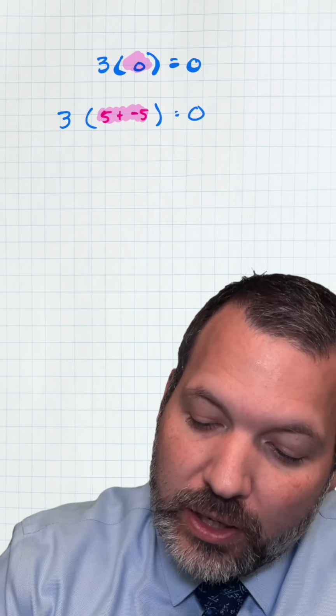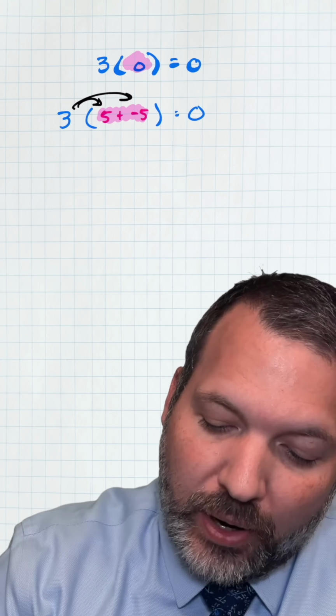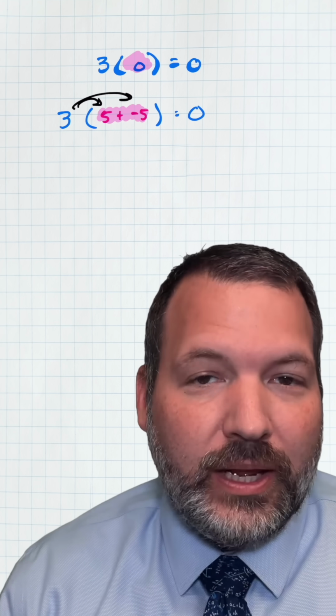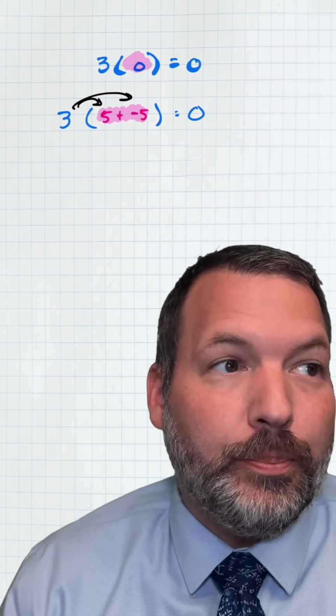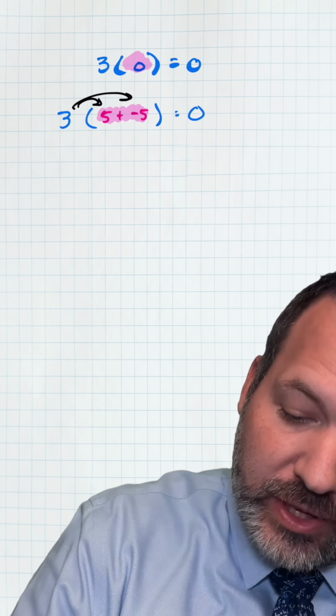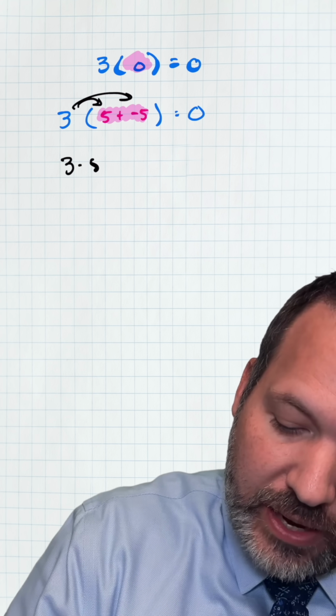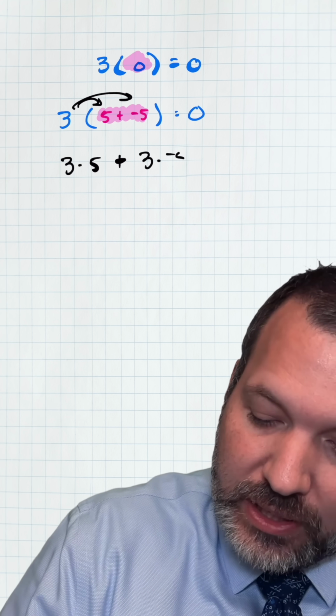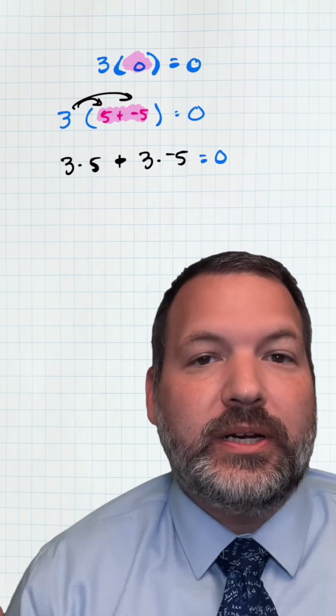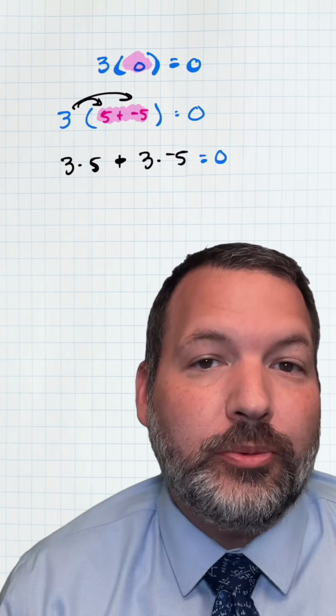From here, I'm going to use what we call the distributive property. The distributive property here says that we can actually perform the multiplication before we perform the addition. So this has to be the same thing as 3 times 5 plus 3 times negative 5. But again, the distributive property doesn't change any values, so this should still be equal to 0.